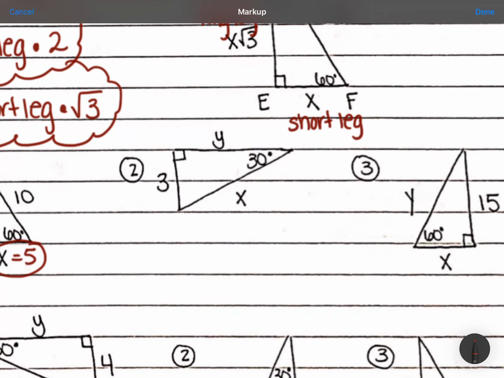All right, so number 2, you have to know what you're given. I'm given my short leg. So to go from short leg, I can find my hypotenuse very easily. I just multiply it by 2. So 3 times 2 is 6.